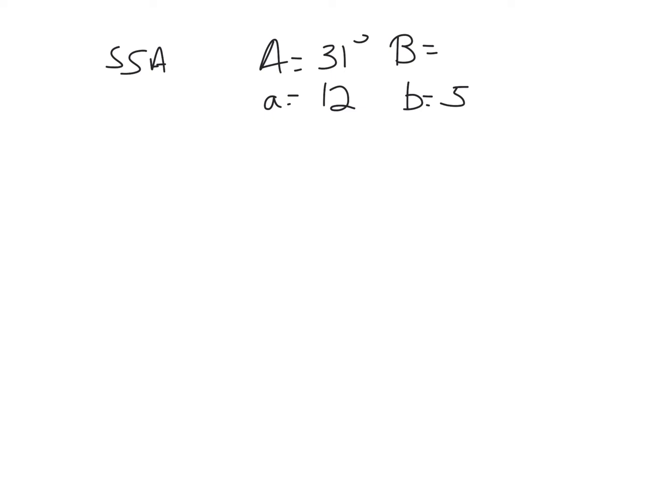As you notice in the guided notes, there are 3 different examples because there are 3 different things that could possibly happen. Here's the basic one. And for those of you that forget what SSA and all the other ones mean, if I'm giving you 31 degrees there, 12, and let's say B is 5. So side, angle, because it goes in the order side, then angle.